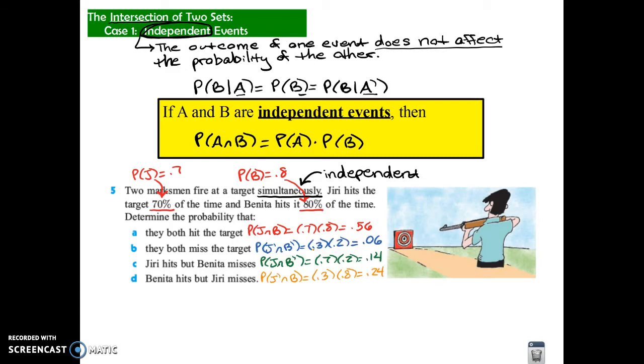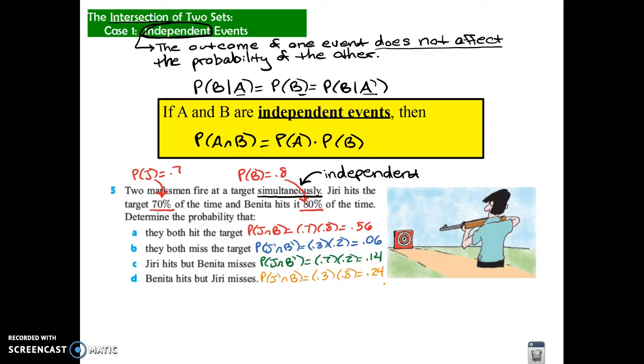In each case, we're multiplying 2 different numbers based on who's hitting and who's missing. So something like J apostrophe would often be read as J not. And what that means here is that Jiri has not hit the target. Benita has not hit the target, so I've got both of those complement numbers. Jiri hits and not Benita, not Jiri and yes Benita, so we've multiplied these all out, gotten these results.